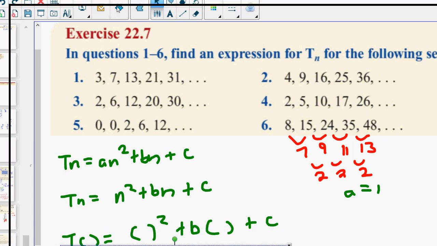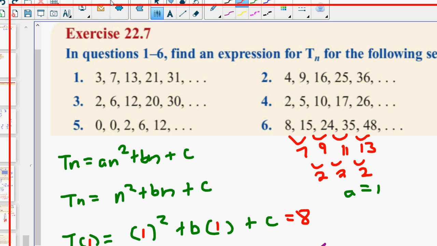Ready? 1, 1, 1, 2, 2, 2. When it's T2, what does it equal? When it's T1, what does it equal? Okay. See the way I'm about to get my two simultaneous equations? Are we cool with that? Okay. So, we go down here.